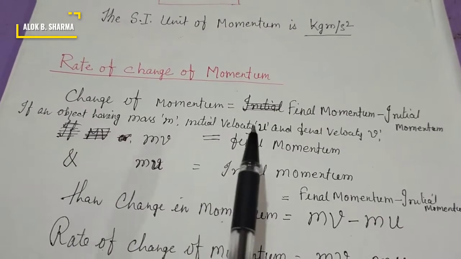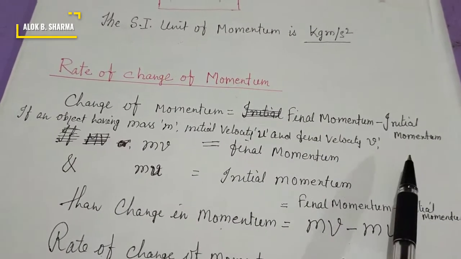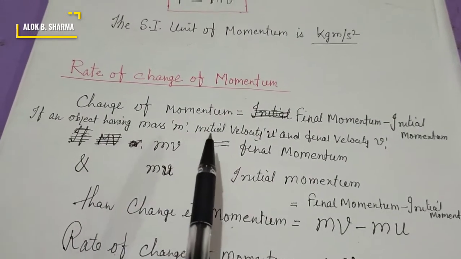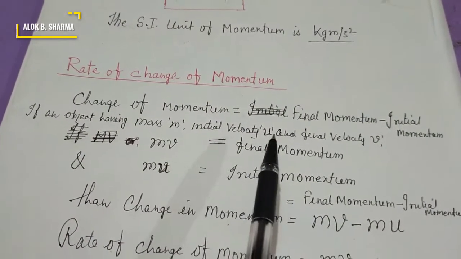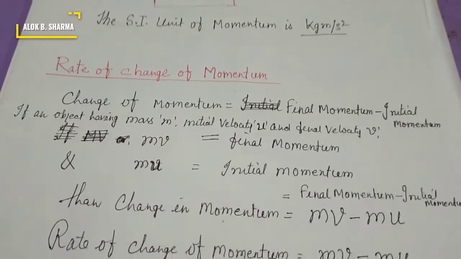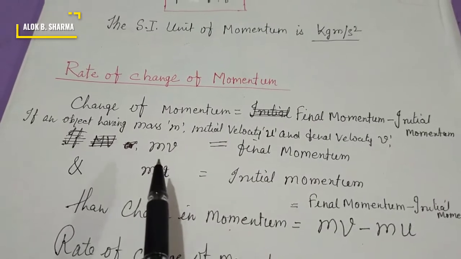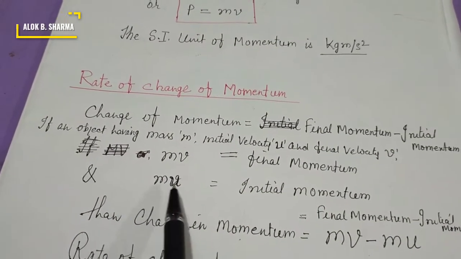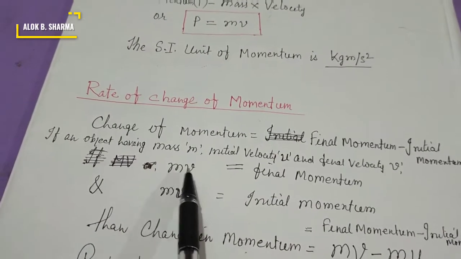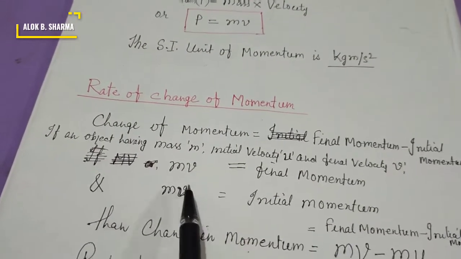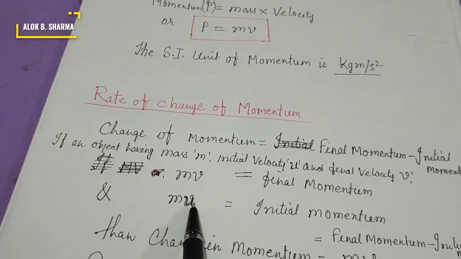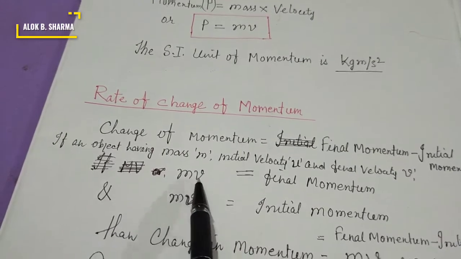Now see what is the rate of change of momentum. What is change of momentum? That is final momentum minus initial momentum. Assume an object having mass m is moving with initial velocity u, and after a certain time its velocity becomes v. So the initial momentum is mu, initial velocity times mass, and the final momentum is mv, final velocity times mass.